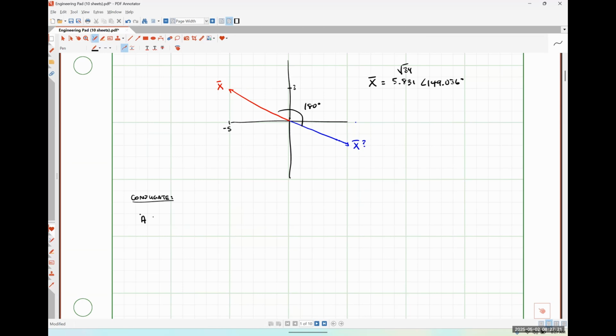So if we have some complex number A equal to lowercase a plus jb in rectangular form, or equal to the magnitude of A e to the j theta a in exponential form, or the magnitude of A with an angle of theta a in polar form, A conjugate is simply changing the sign on the imaginary part of this complex number, okay? So that means instead of having a plus jb, we would have a minus jb.